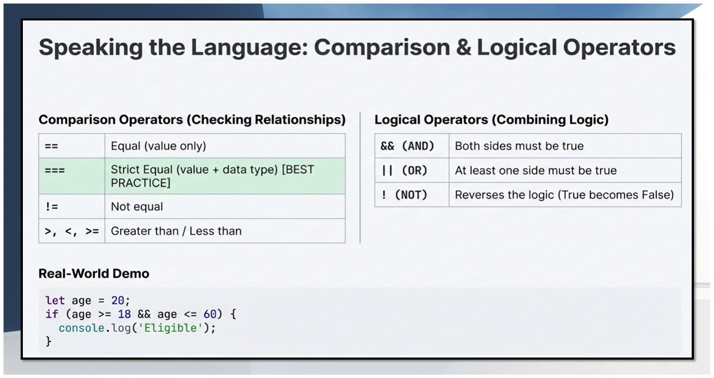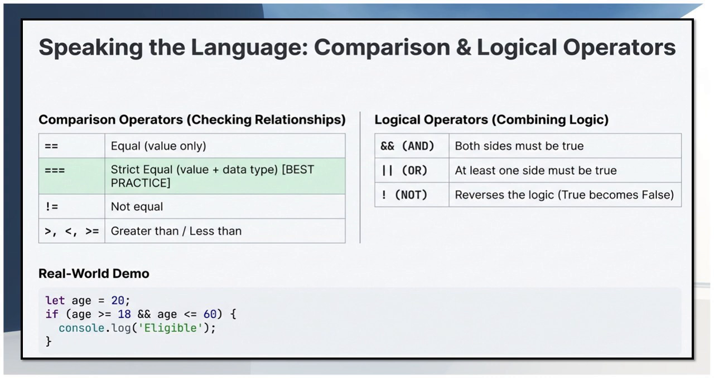A double equals is kind of relaxed. It just checks if the values are the same. So to it, the number 7 and the text 7 are the same thing. But the triple equals, oh, that's like a strict bouncer at a club. It checks that the value and the data type are a perfect match.